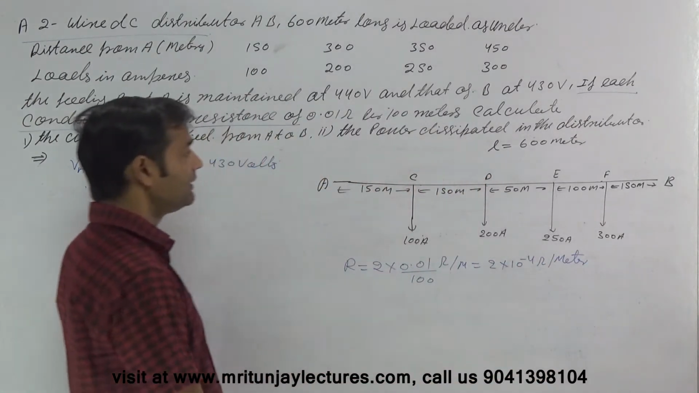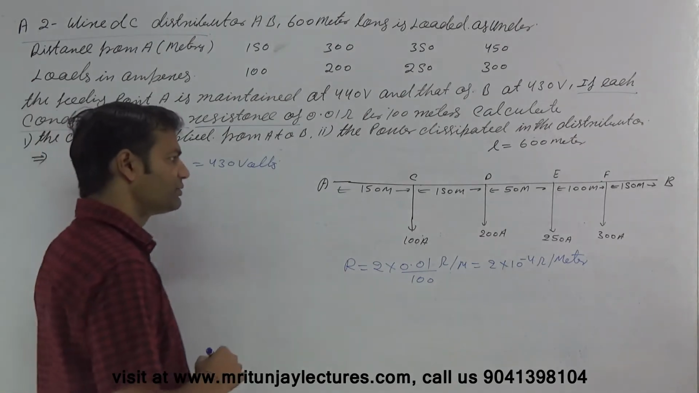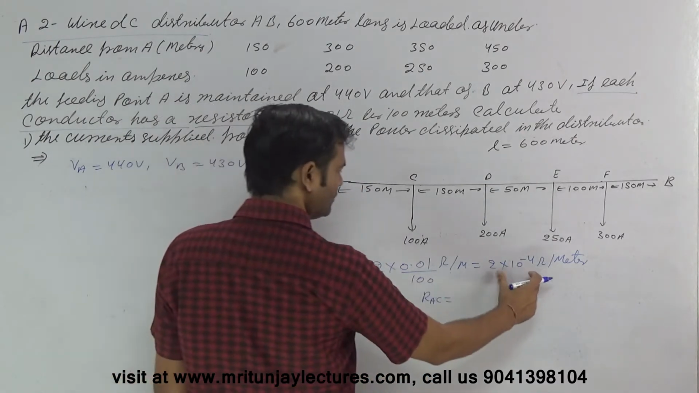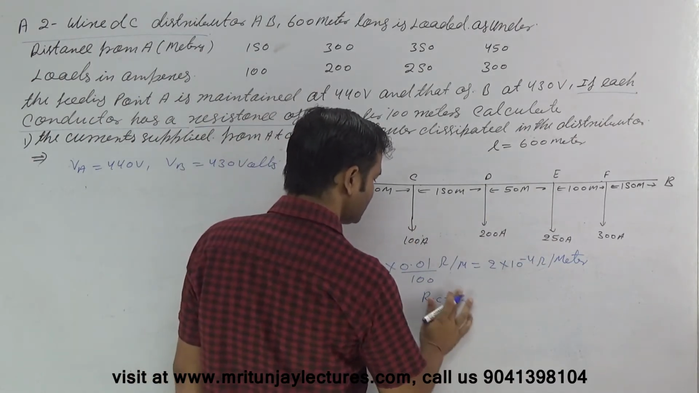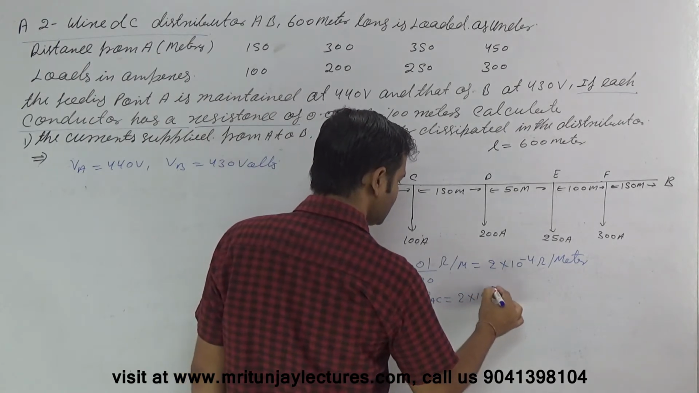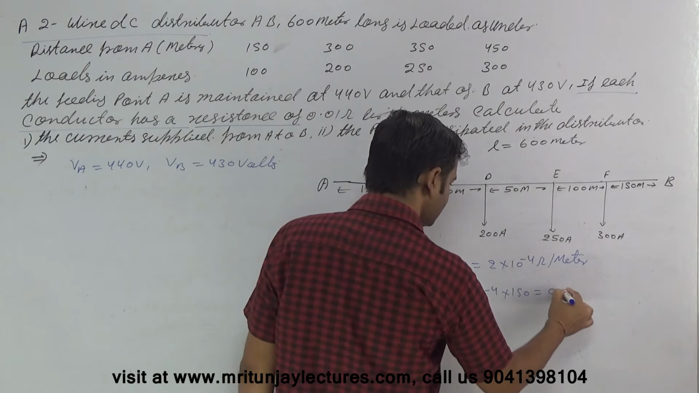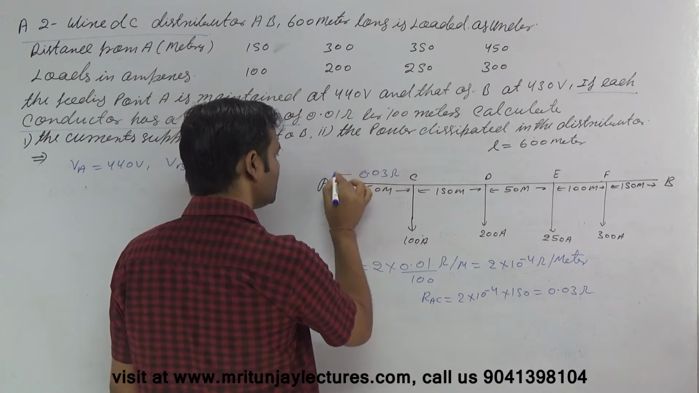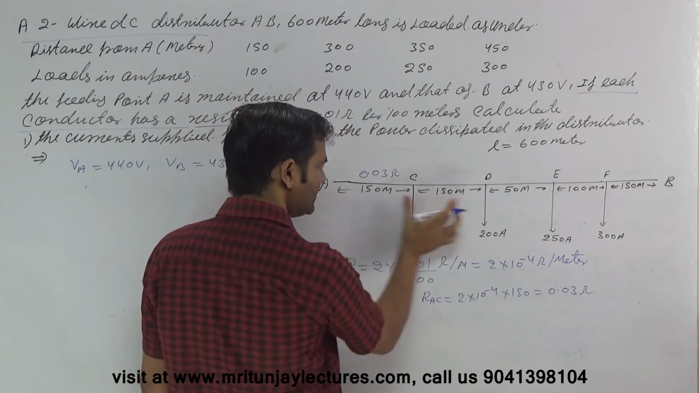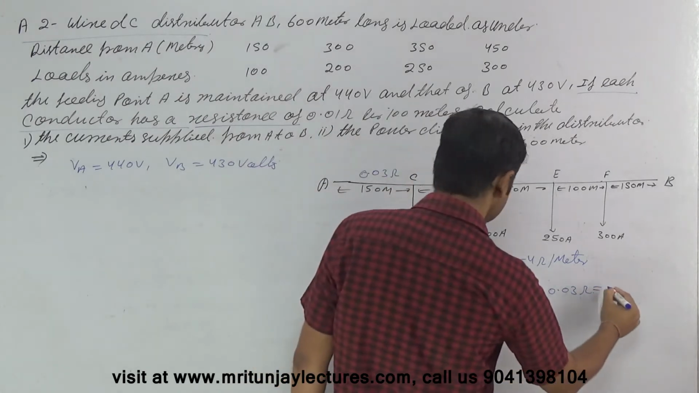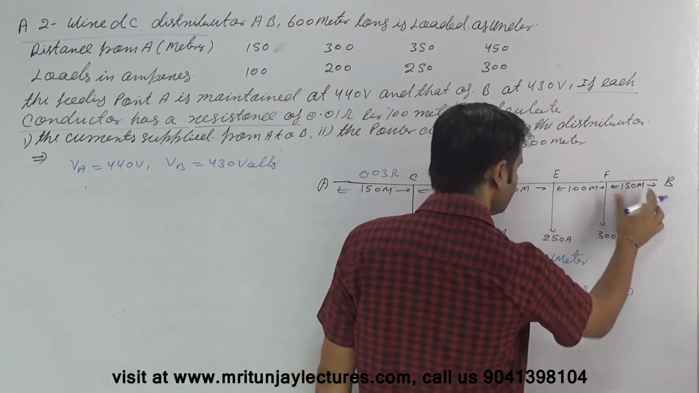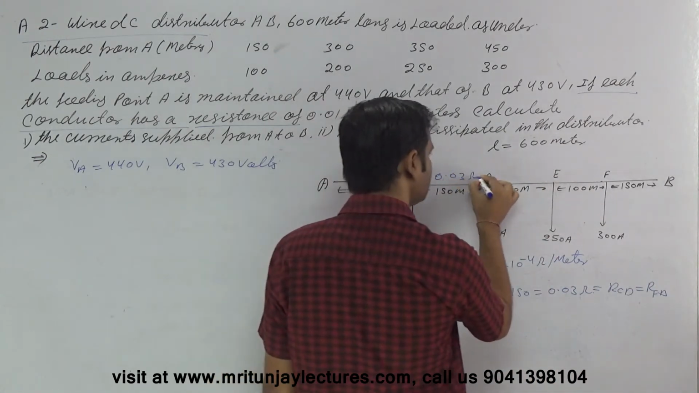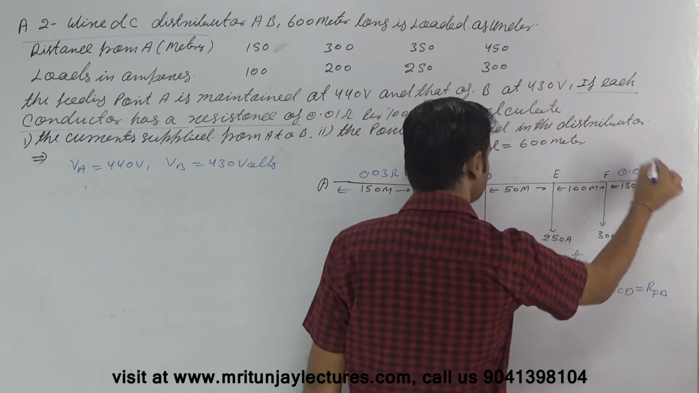That is clear. So what about resistance corresponding to section AC? R of AC is 2 into 10 to power minus 4 into 150, that is 0.03 ohm. Now in this section both distances are the same, so CD is also 0.03 ohm and FB is also 0.03 ohm.